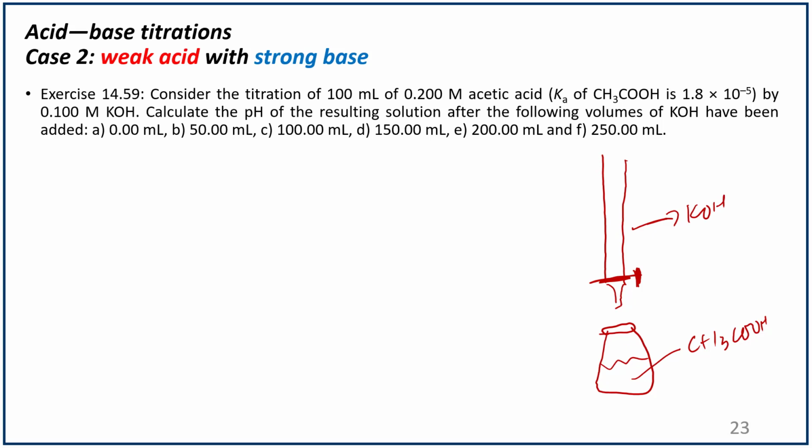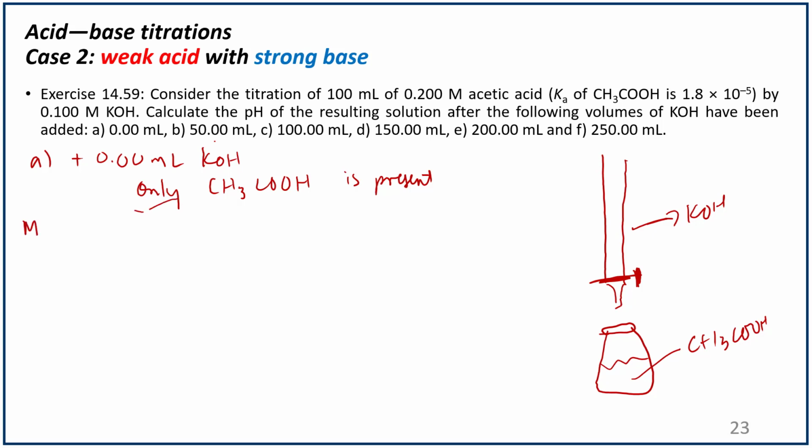Okay, so we begin first with A, wherein we do not add anything from KOH. So at 0 ml of KOH added, the only species present is acetic acid. Only CH3COOH is present. Now this is a weak acid, so we have to do an ICE table to calculate for the concentration of hydronium ions.